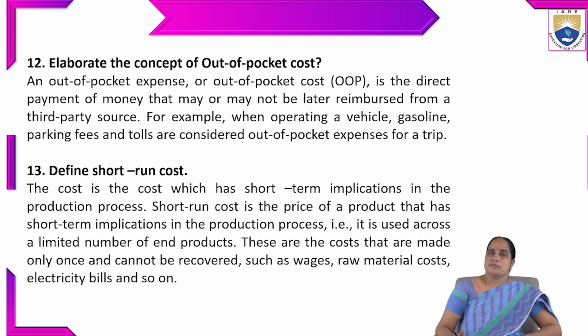Then define short run cost. Short run cost is the cost which has short term implications on the production process. It is the price of a product that has short term implications in the production process. It means that it is used across a limited number of end products, so it may not be applicable to all the products, only a few specific products. These are the costs that are made only once and cannot be recovered, such as wages, raw material cost, electricity bills, and so on.